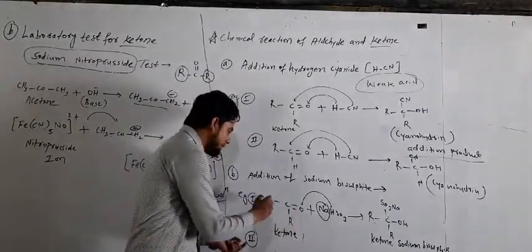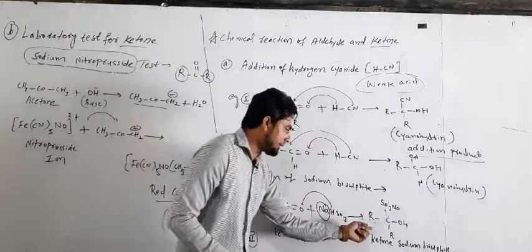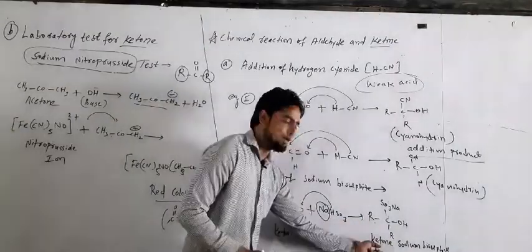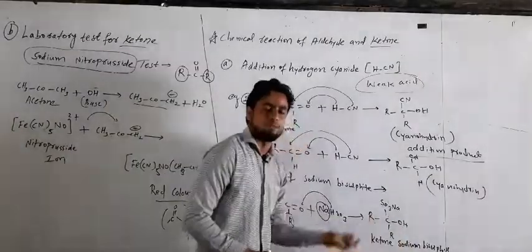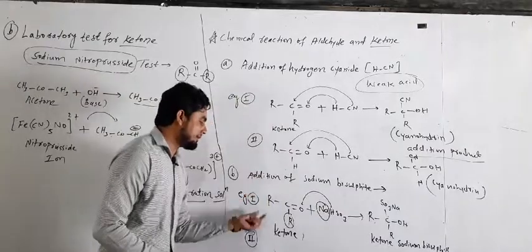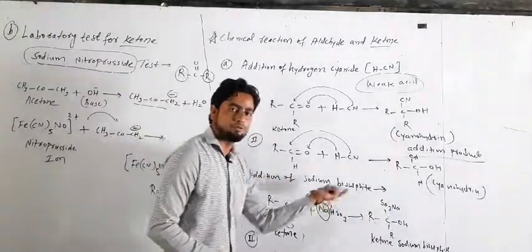Aldehyde. Or this R is replaced by H. So what do we get? It forms also H. It is called the aldehyde or aldehyde sodium bisulfite. This reaction indicates that if the atom is changed, the name of the product also changes.